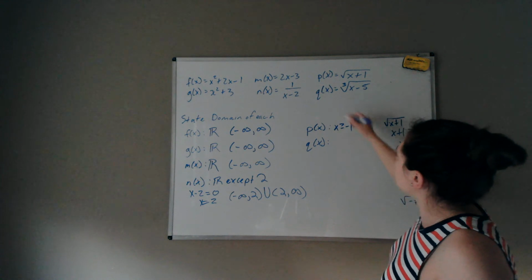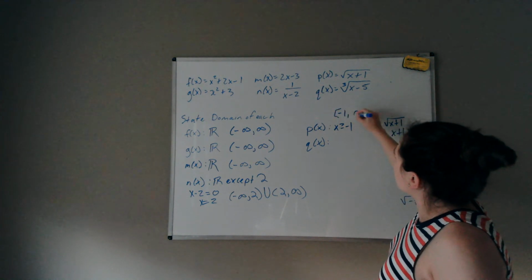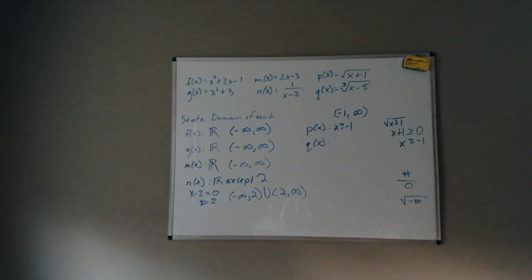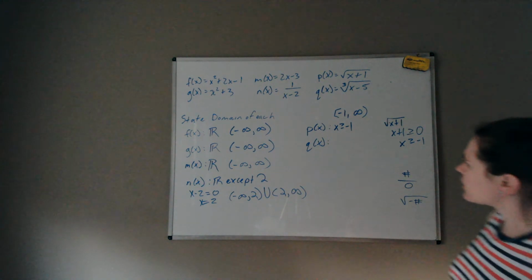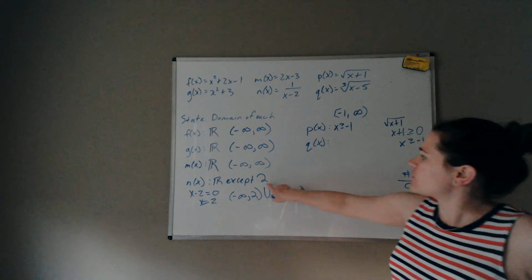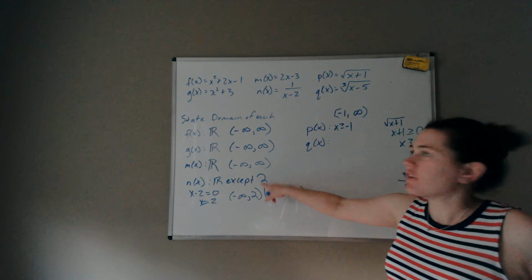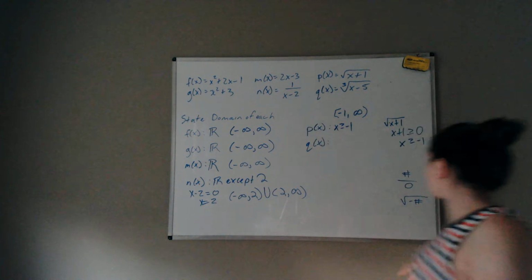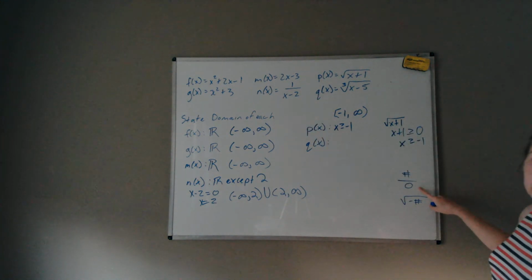If you want to write in set notation, okay, close bracket, negative 1, comma, infinity parenthesis. Now the reason this isn't an interval and it's just everything but 2 is because there's only one number that we have to be concerned with. We have to just make sure that the denominator isn't 0.